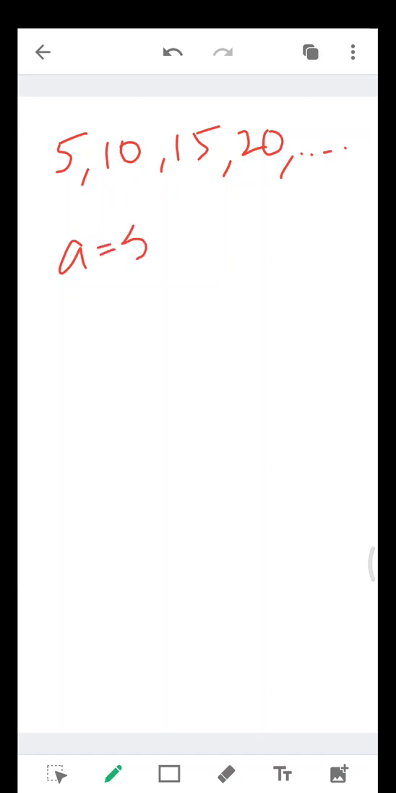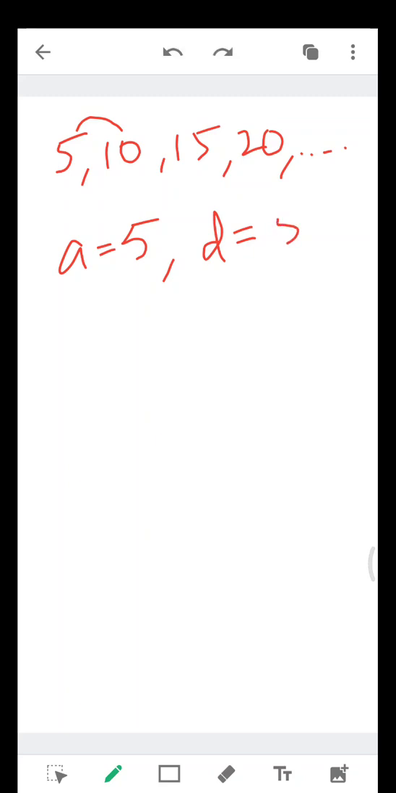Suppose you have a series like 5, 10, 15, 20, and so on. What is the first term in this? A1, or I can say A also. A is 5, and what is the common difference in this? For the common difference you can subtract A2 minus A1 or A3 minus A2, any way you can find the common difference. Usually we use A2 minus A1, that is 10 minus 5, 5.